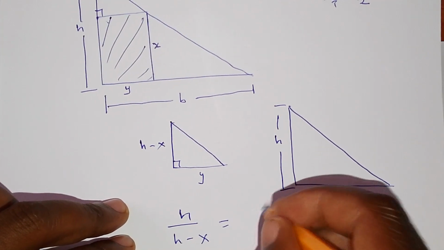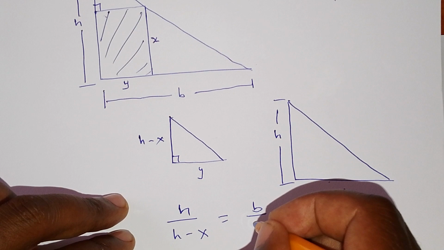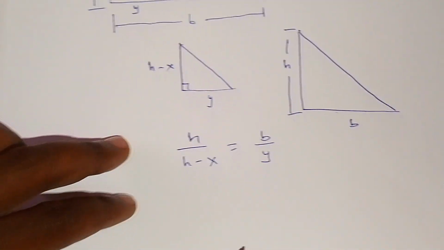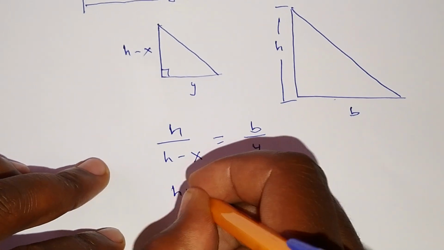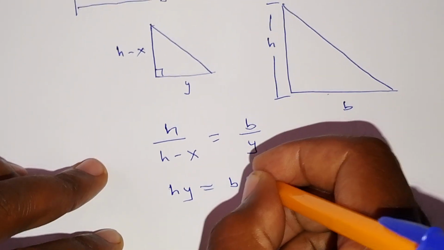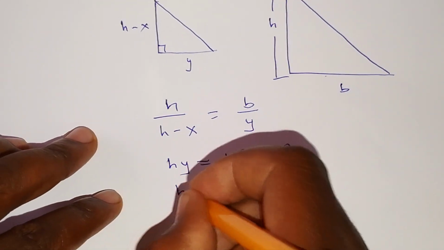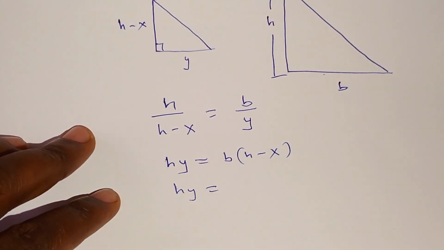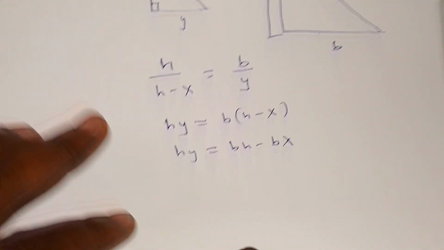Then we compare with the base. The base of the bigger triangle is b, and the base of the smaller triangle is y. So upon doing that, we can cross multiply. We have hy equals b times (h minus x). So we have hy equals bh minus bx.